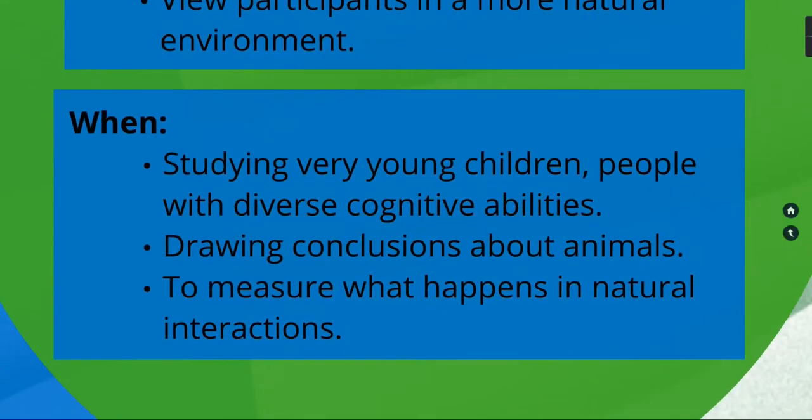Observational evaluation is often used when studying very young children or individuals with diverse cognitive abilities, and can also be used to evaluate animals. Observational evaluation is also used when wanting to measure what happens in natural interactions.